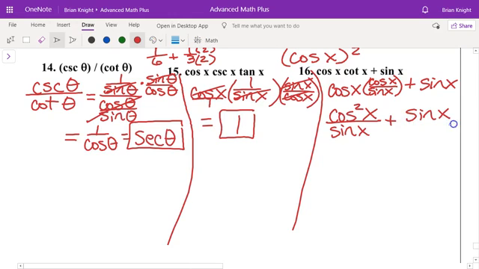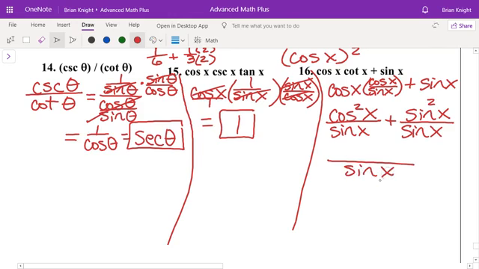What do we need on the bottom of this sine x? We need another sine x. But if we put one on the bottom, we have to put one on the top, which makes it sine x times sine x, which is sine squared x. Okay? And now, since they both have a common denominator, we can write them both over 1 sine x.